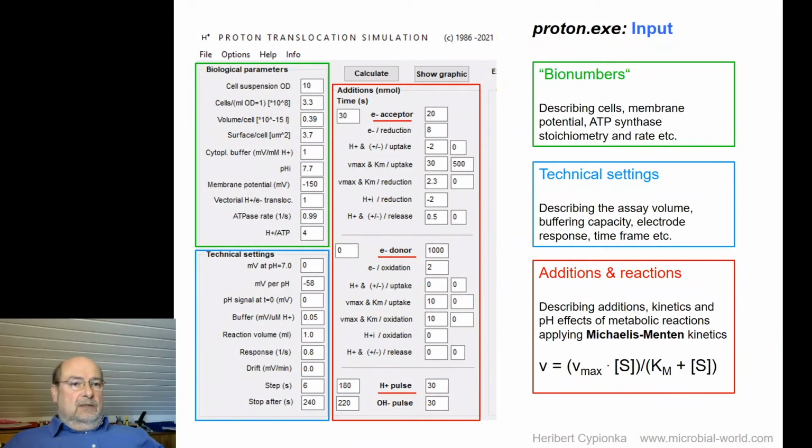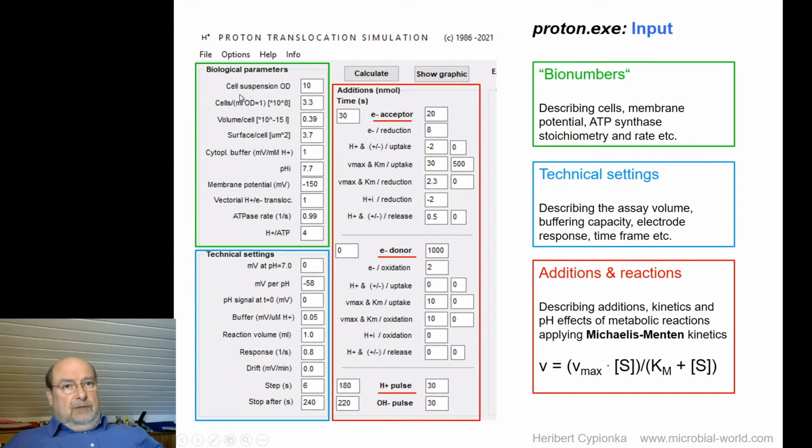Okay, and I would like to shortly explain what you have to put into the simulation and what you get out. And the real-time application is shown in 3 more tutorials showing the application on different physiological situations. But in general, you have 3 panels here. The green one is with the bio numbers, the blue one with the technical settings, and the red one with additions and reactions.